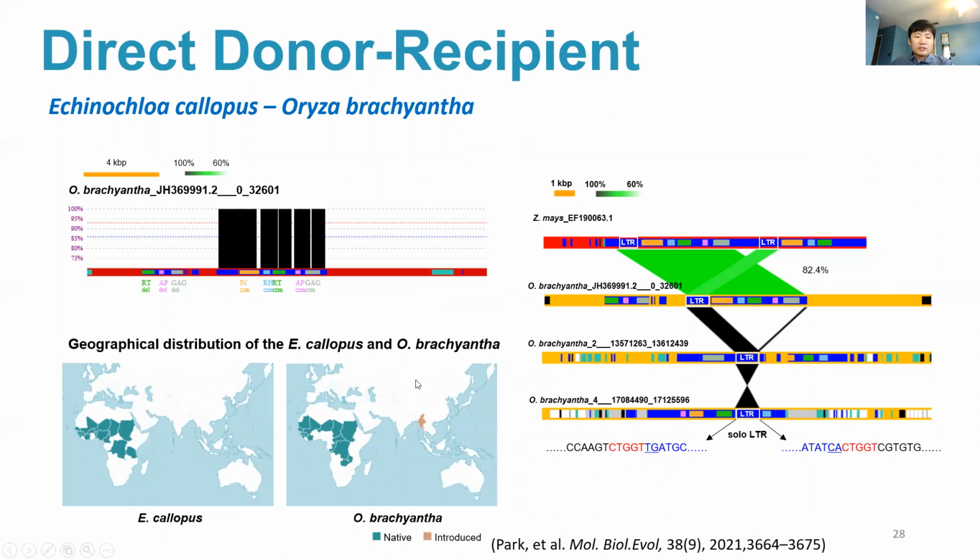The geographical distribution of Echinochloa calopus and Oryza brachyantha was also the same, Middle Africa. As you can see here, they show exactly the same distribution area. So this also supports that the 2 species are the direct donor and recipient of the horizontal transfer event.